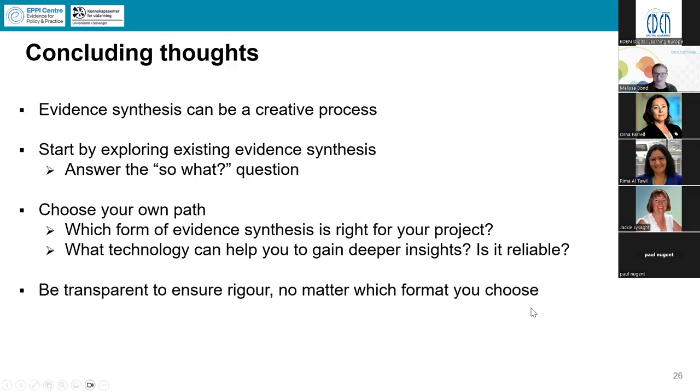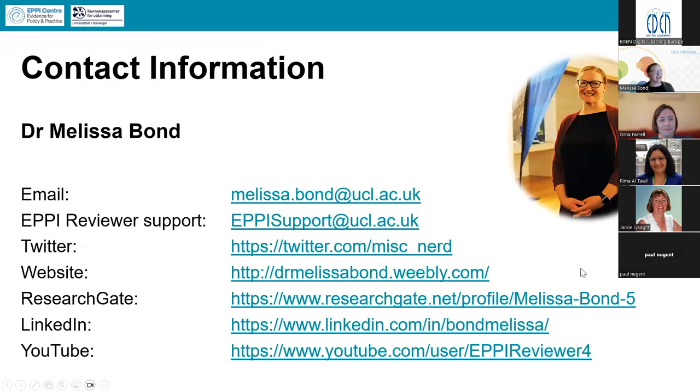As I've already said, be transparent. We need to make sure that we are rigorous no matter which format you choose. And above all else, you should be brave and you should trust your instincts. And as long as you have a great argument for why you've chosen to do what you've done and you can back it up and you can base it on previous literature, then that is absolutely fantastic. So that's all I have to say about that right about now.